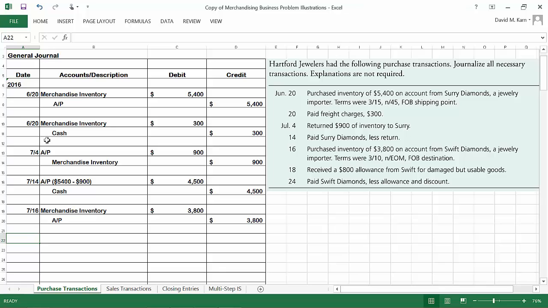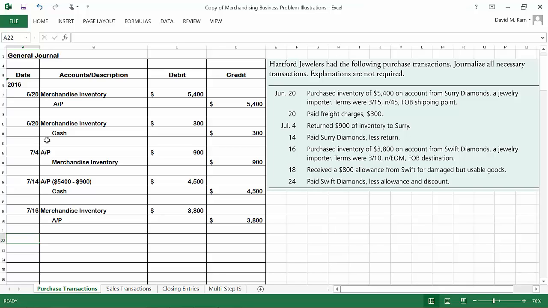Okay, so then on the 18th it says we received an $800 allowance from Swift for damaged but usable goods. Anytime that someone grants an allowance, basically what we're doing there is we're going to reduce the amount we are owed or get a refund of cash, either one, and then we're going to be able to credit inventory, but we don't have to send it back. It's just going to lower the cost basis of it.